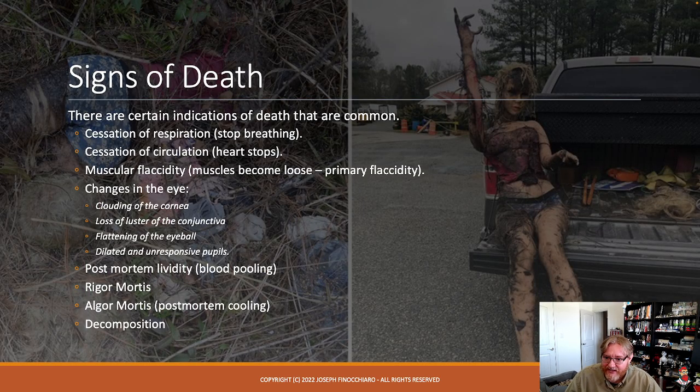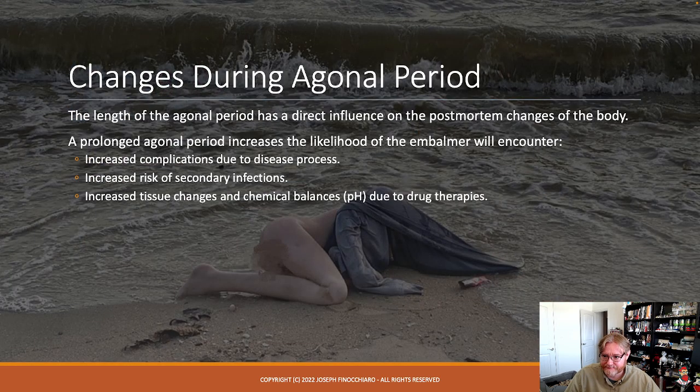There are certain indications of death that are common. The cessation of respiration, the cessation of circulation, muscular flaccidity. Muscles become very loose. This is known as primary flaccidity. Changes in the eye, such as clouding of the cornea, loss of luster of the conjunctiva, flattening of the eyeball, dilated and unresponsive pupils. Postmortem lividity, blood pooling, rigor mortis, algor mortis or postmortem cooling, and decomposition.